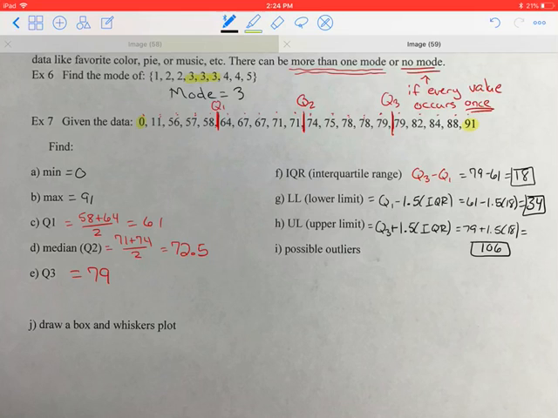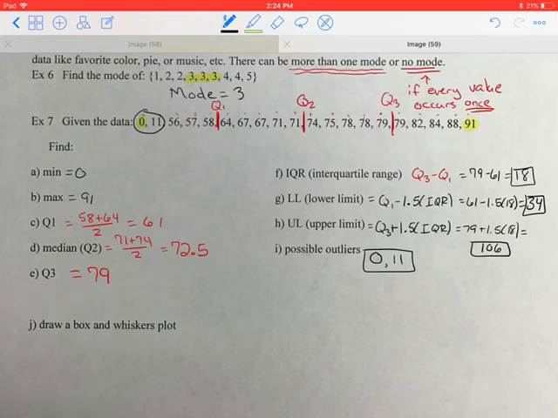Now our highest score was 91, so we don't have anything higher than 106. But notice we do have a couple of scores that are less than 34. That would be 0 and 11. So we're going to list those as our possible outliers.